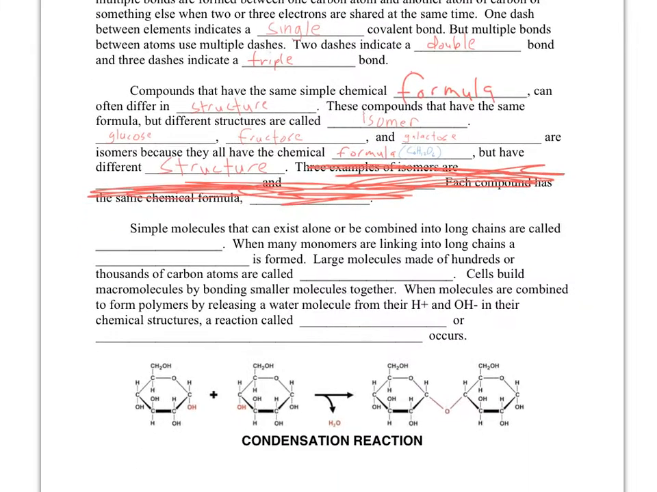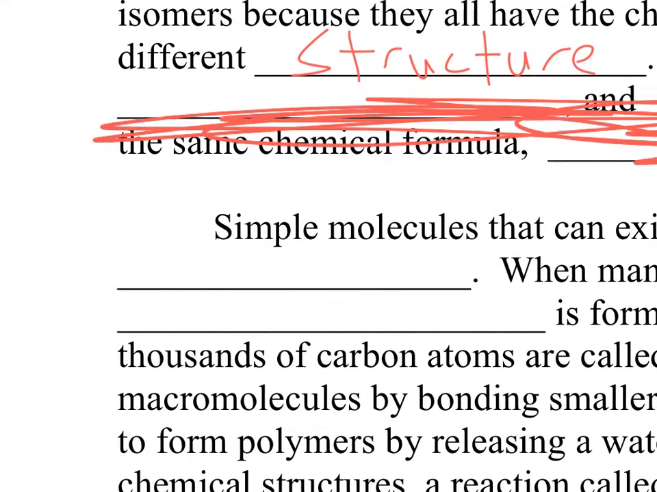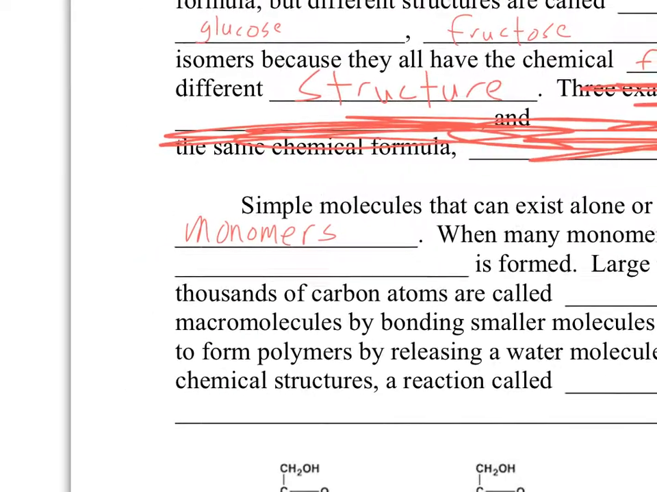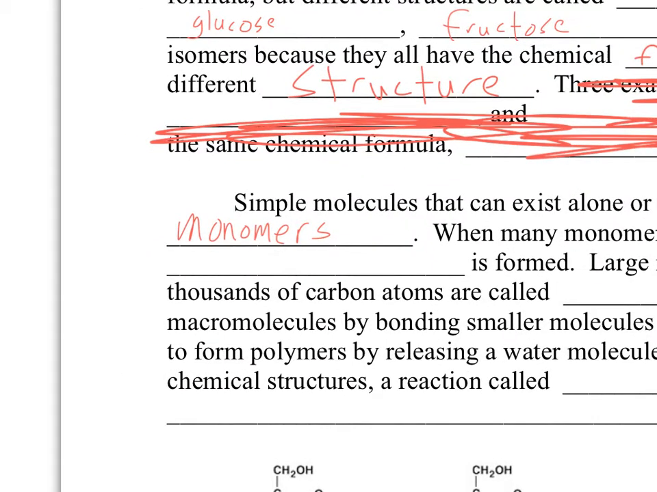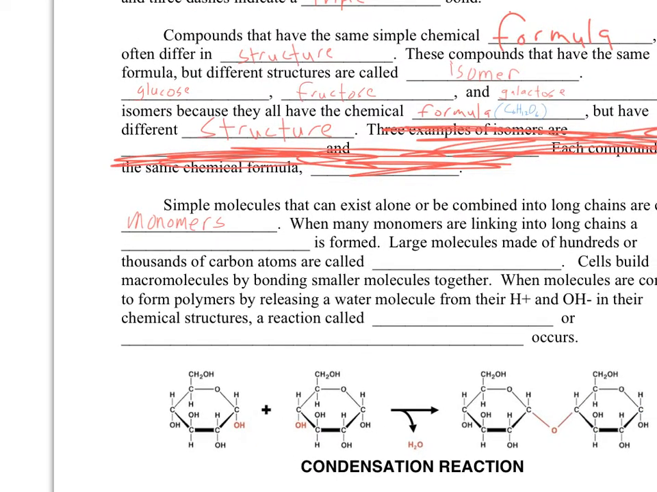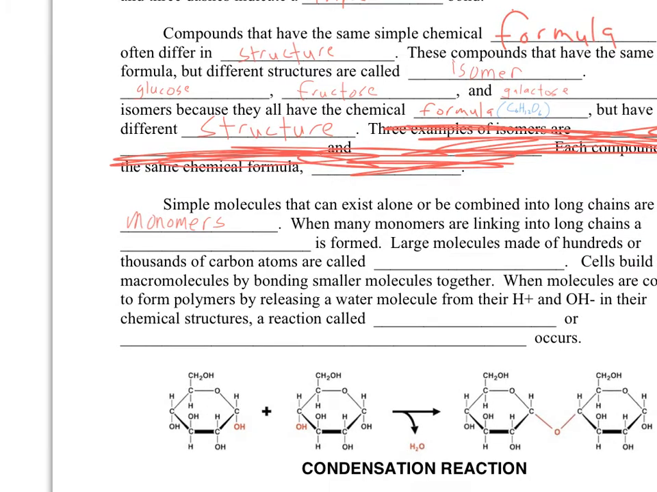Okay, moving down, it says simple molecules that can exist alone or be combined in long chains are called what? We may have called them building blocks. What's another name for the building blocks? Starts with an M. There you go. How many of y'all are realizing that you know more of this than you think you do? You just got to think about it a little bit. When many monomers are linking into long chains, what is formed?